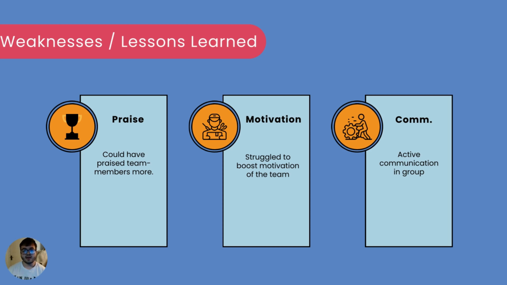These are my weaknesses as a leader in the group. I feel I should have given more praise to each of my team members. I also believe it was difficult for me to increase motivation in the group when things went badly. Thirdly, I did not put enough emphasis on active communication, and as a result, communication was poorer than it could have been. If I were to do this again, I would improve these areas.